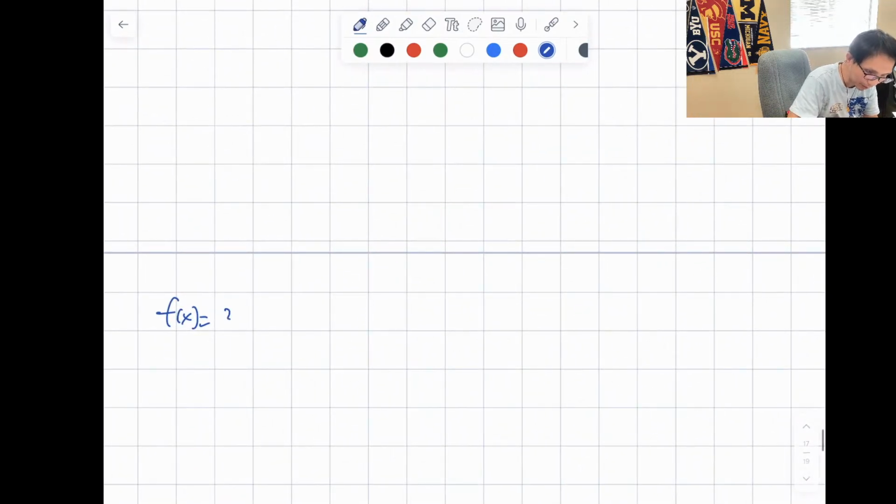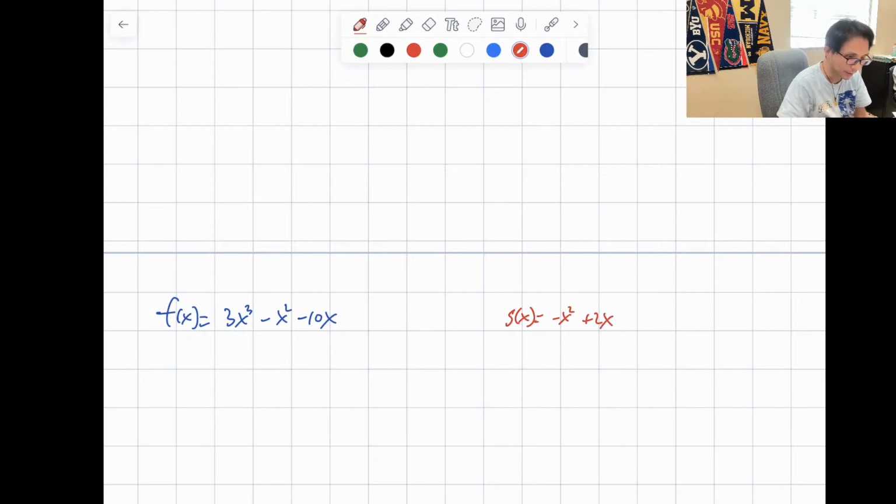Next one is going to be 3x cubed minus x squared minus 10x. And there's another function, g of x, equal to -x squared plus 2x. Now, I'm going to teach you how to graph it afterward. But at least let's find out where the intersection is. Do you know how to find intersections? Can you guys find the intersections? By hand? How do you find the intersection by hand?